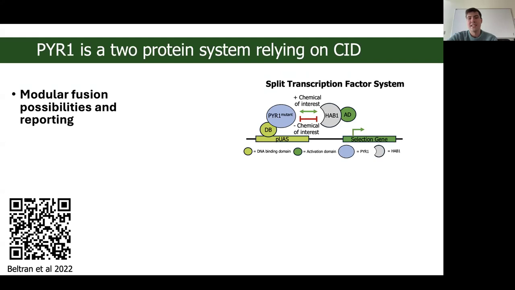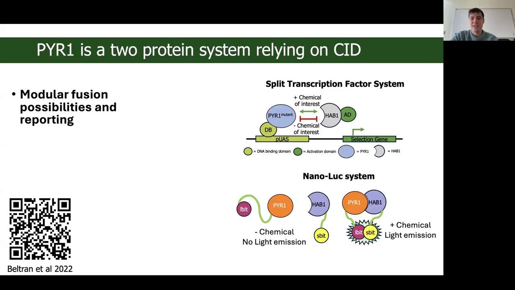One advantage is that you can utilize it for a split transcription factor system, similar to a yeast 2 hybrid, where you can have one side of your protein complex fused to a DNA binding domain and the other side fused to an activation domain, so that when they are dimerized, you reform a transcription factor and drive expression of a downstream gene.